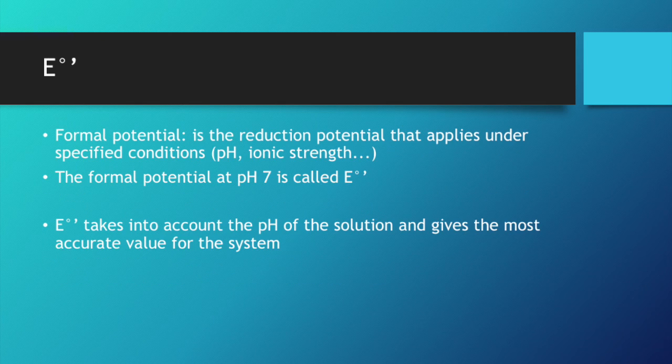So in order to compensate for the difference in pH and the activities, most biochemists will use a formal potential, or E naught prime is what they call it. Now, formal potential is simply the reduction potential that applies under specific conditions. This can be either pH or ionic strength or any other conditions that you can see that would alter the reaction. And the formal potential at a pH of 7, which is what our bodies are regulated at, is called E naught prime. And E naught prime simply takes into account the pH of the solution and will give you the most accurate value for that specific system at that pH value.